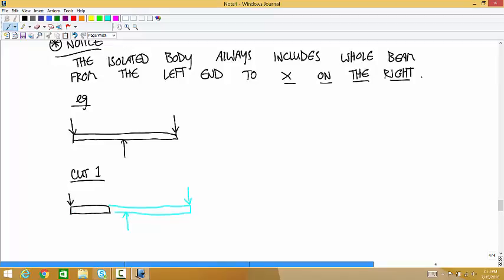Okay, and it's going to be valid for all x values between the left endpoint and before you get to that midpoint. The second cut is going to represent all x values between the midpoint and the right endpoint.